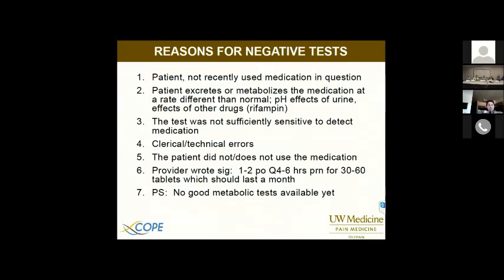Now, if you give them 10 tablets or 30 tablets, it's going to be harder to test for if it's a low-dose opioid. And the last possibility might be there's no good metabolic test yet for the particular drug, although all our opioids we can test for.